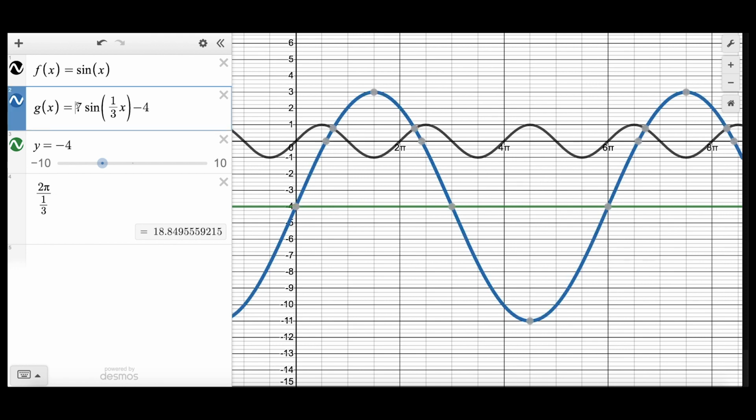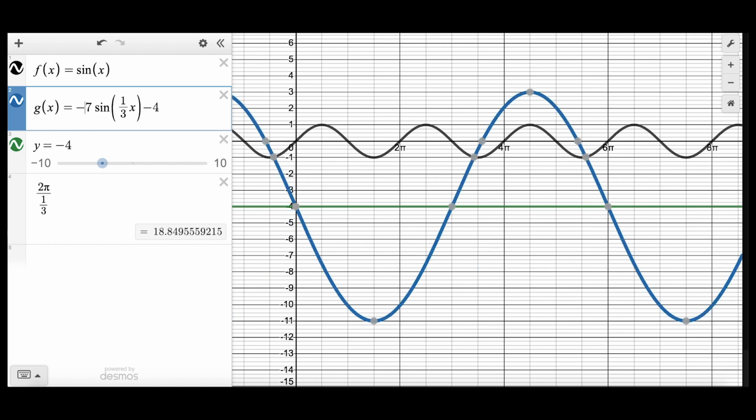What happens if we reflect it? Well, instead of going upwards, it goes downwards. Nicely done.